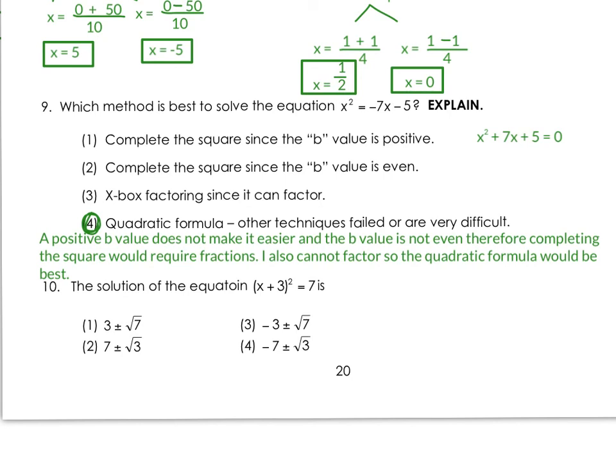Now for number 10, the solution of this equation, x plus 3 squared equals 7. Well, this is already on its way to being completed with completing the square, so I'm going to take the square root of each side. Then I would get x plus 3 equals plus minus radical 7. And then to get x by itself, I would subtract the 3 over to the other side. So I can see that my correct answer is choice number 3 here because the 3 would become a negative 3.